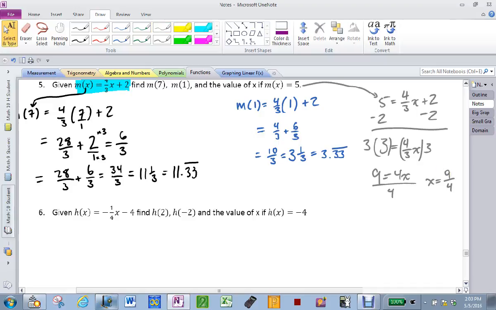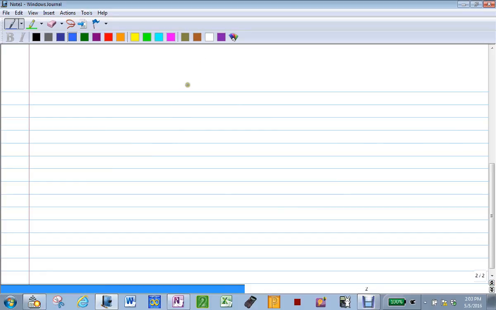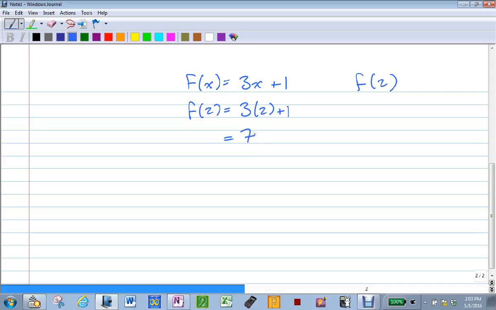Okay, let me show you one that's just numbers, because I think the fractions are hurting you more than anything. F of x equals 3x plus 1. You cool? So now I want the f of 2. Where does that 2 go? That 2 goes everywhere you see an x. So f of 2 equals 3 times 2 plus 1. What's the answer? 7. You can do that, yes?